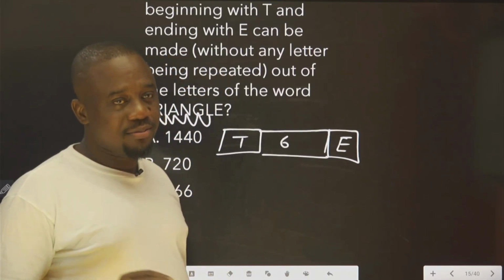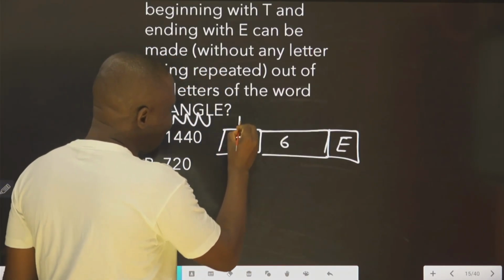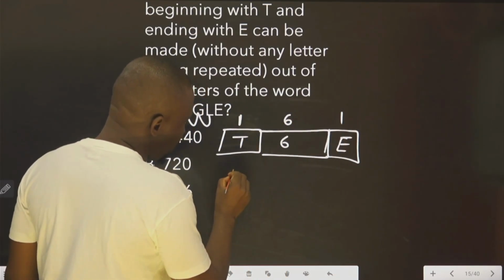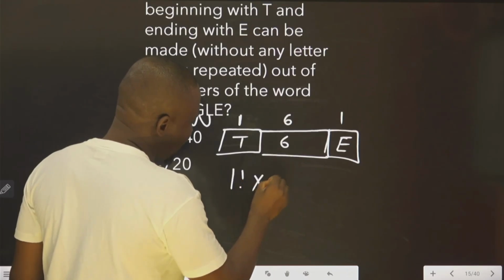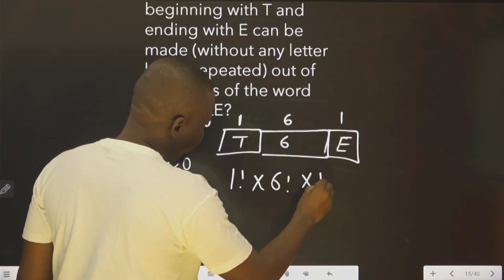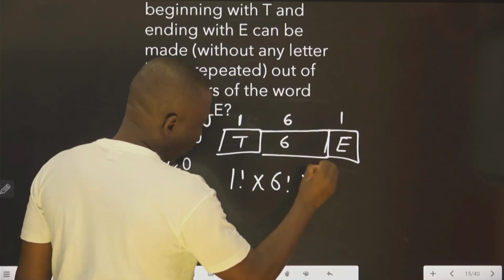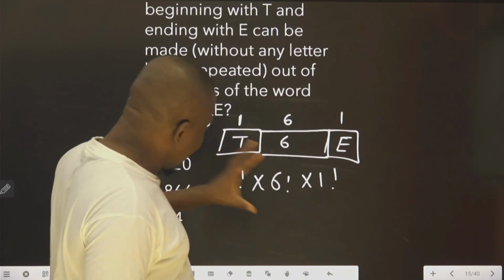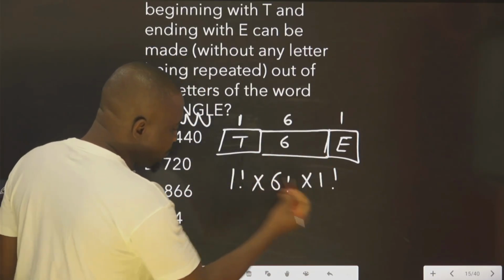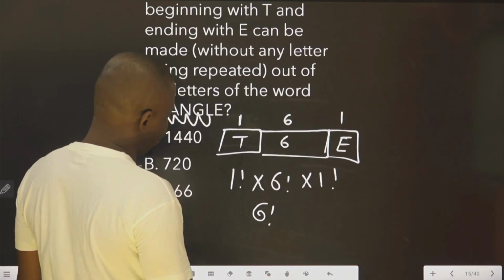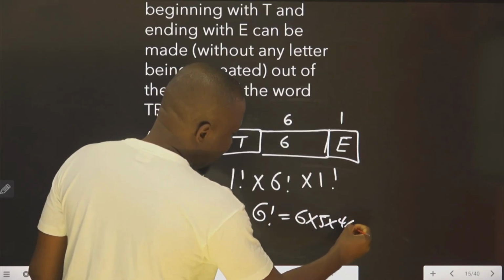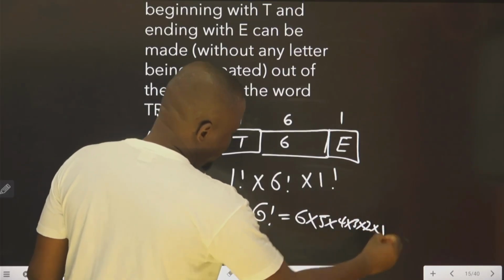What do we do now? This is just one letter, 6 letters, 1 letter. So this one will be 1 factorial multiplied by 6 factorial multiplied by 1 factorial. This is actually permutation. Let's solve this first, okay? You agree with me, this becomes 6 factorial by default, which is 6 times 5 times 4 times 3 times 2 times 1.